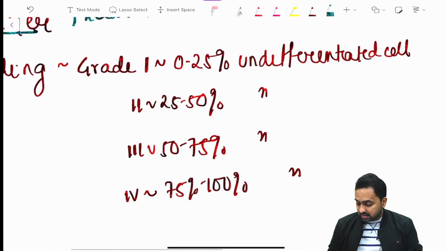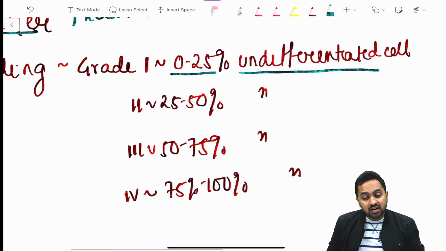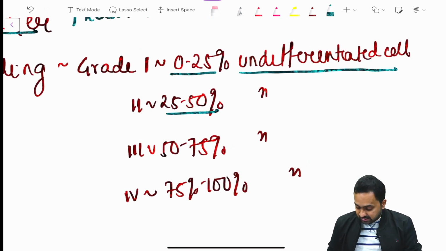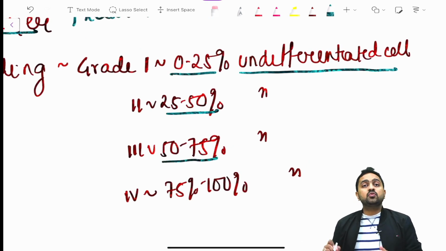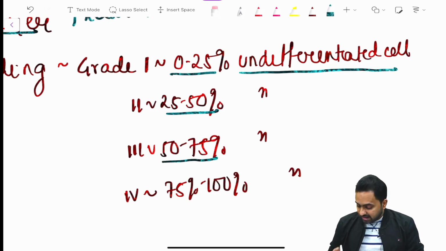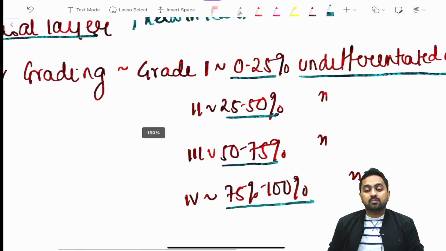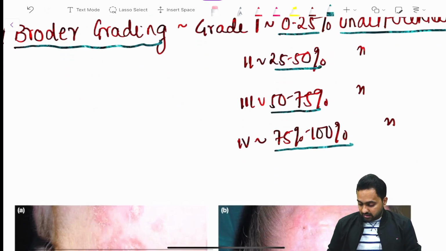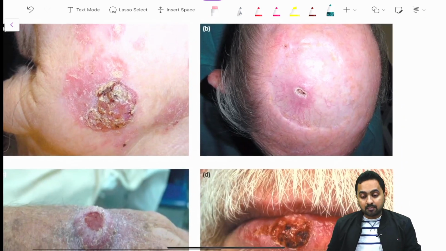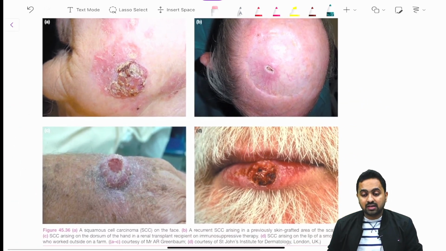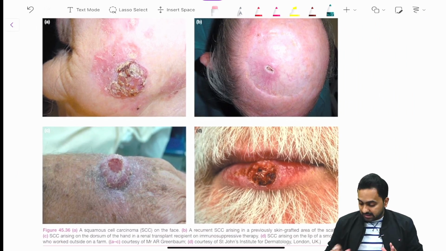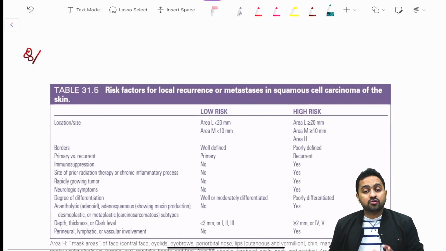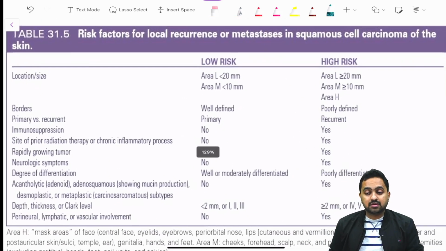Then we have a broader grading for your squamous cell carcinoma. Grade 1 is when there are 0 to 25% undifferentiated cells, grade 2 is 25 to 50% undifferentiated cells, grade 3 is 50 to 75% undifferentiated cells, and grade 4 is 75 to 100% undifferentiated cells, right. These are some examples of your squamous cell carcinoma images which have been taken from your Bailey and Love.